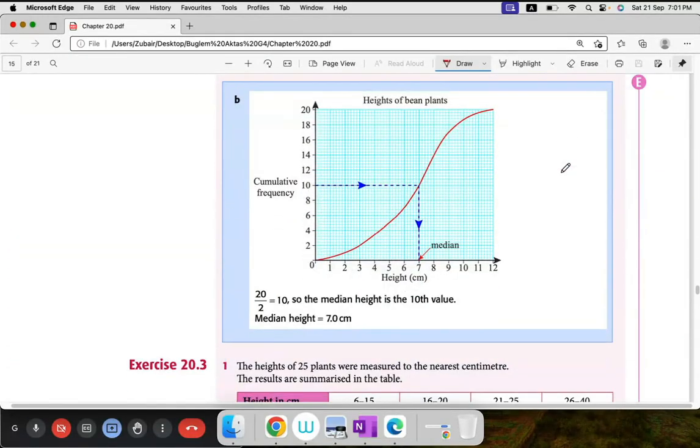So this is our cumulative frequency curve. And now we need to find the median. We just go to the midpoint, which is 10, and read it from the graph. And the median is 7.